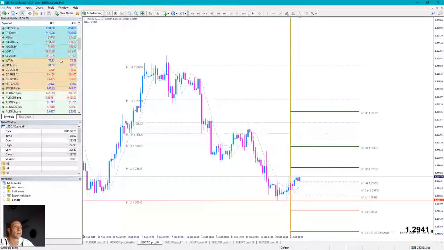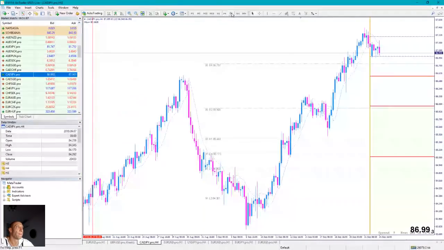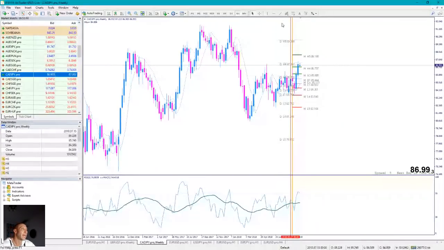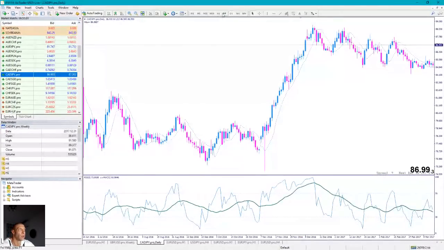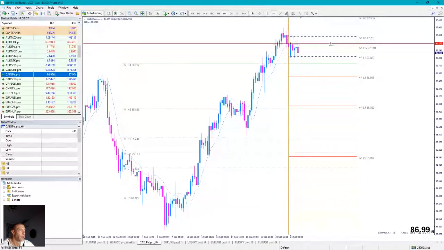CAD yen. Yeah, it's an uptrend, but it has a correction now. I would like to see it above 87.16. If it gets there, you see now it's consolidating. It will probably be a bounce, but if it drops, it could drop here and then actually bounce. So it's bullish, but watch for the close above 87.16.